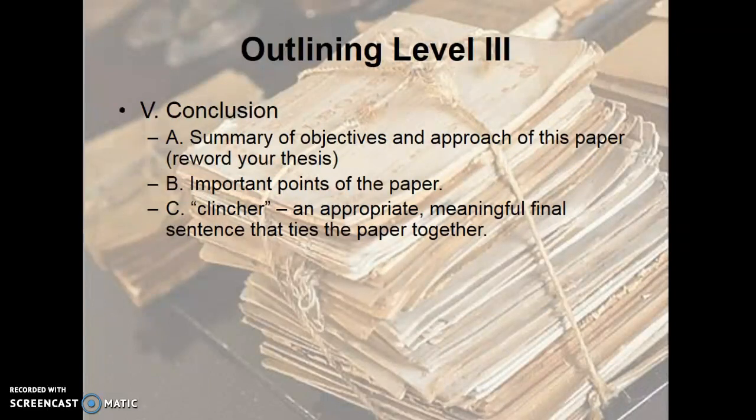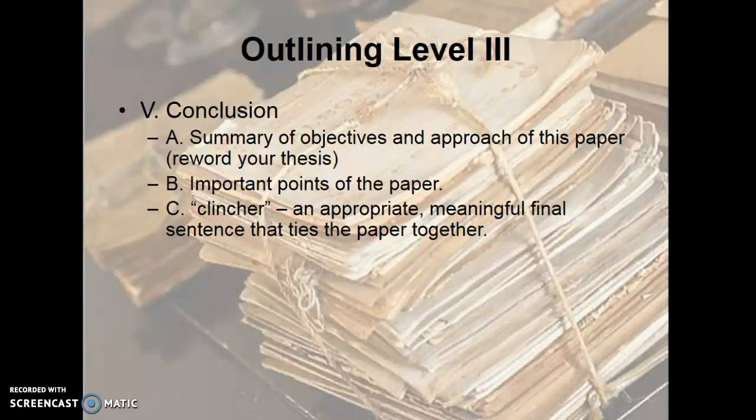So right here, this is a level 2 outline of our conclusion, and this should be included in the conclusions you write. We're going to summarize our objectives and the approach of this paper by rewording our thesis. We're going to tell the reader what the important points of the paper were, and then we're going to have a clincher, a meaningful sentence that ties together the whole paper.